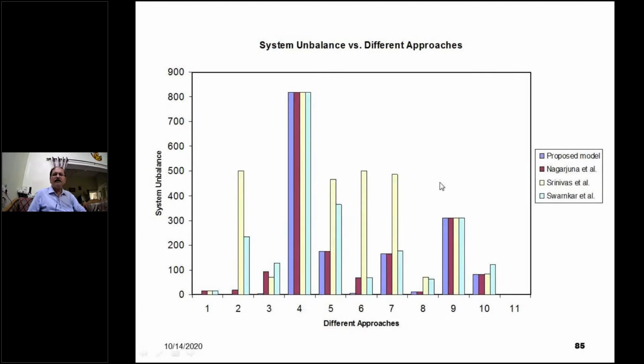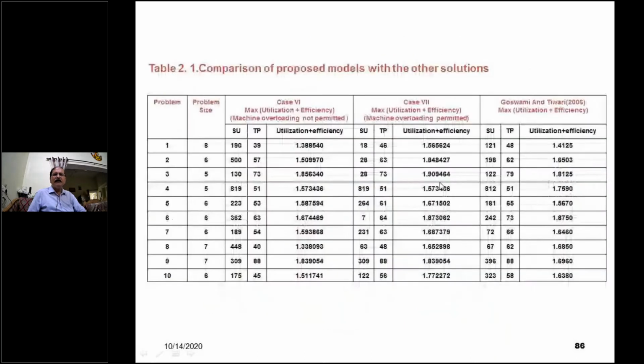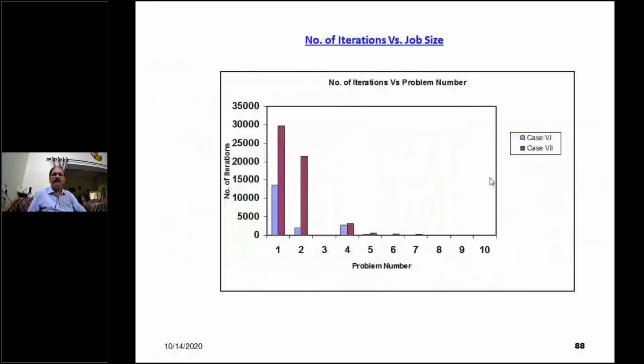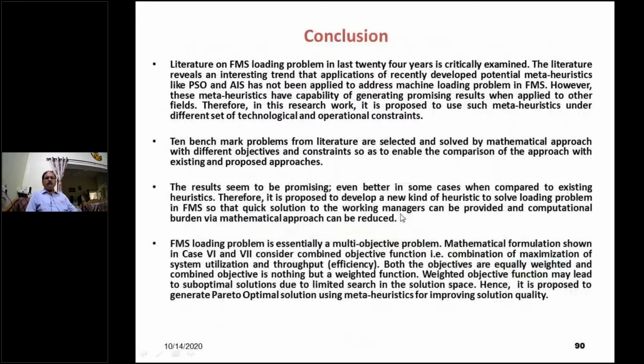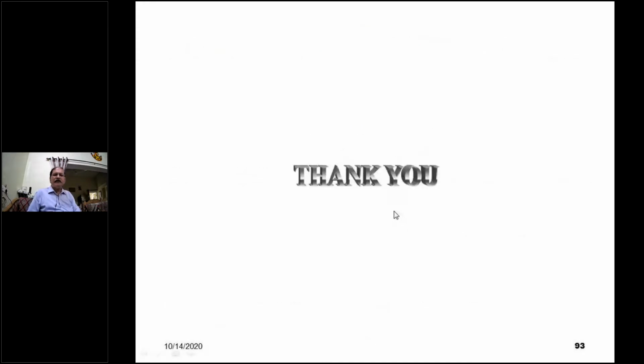So these are the solution methods that have been shown, and for some other problems comparison is made with other solutions. This is the number of iterations that we are getting. So we are getting a superior result for the machine loading problem.